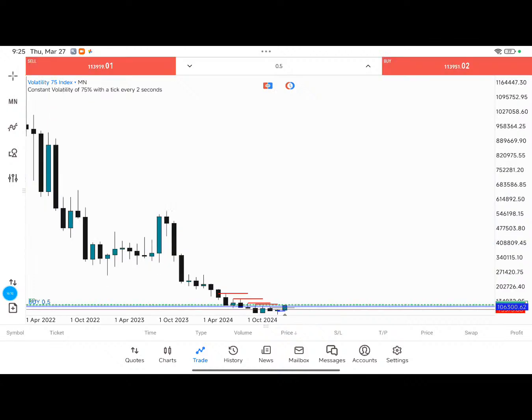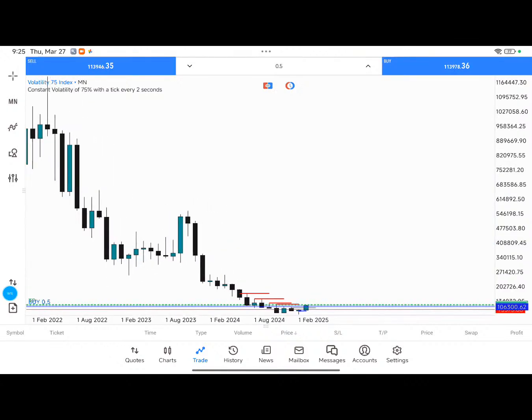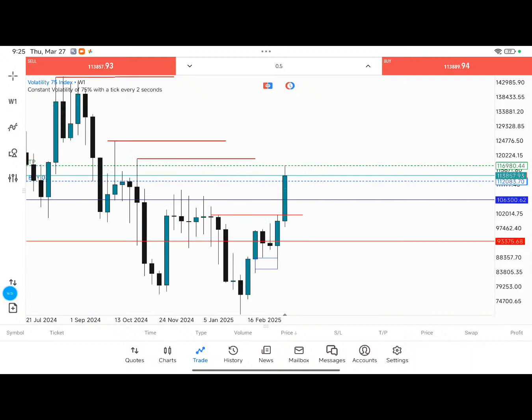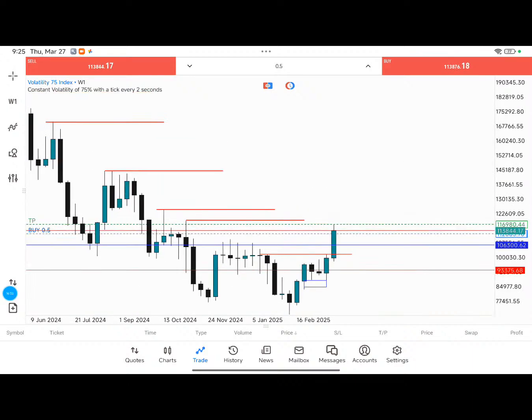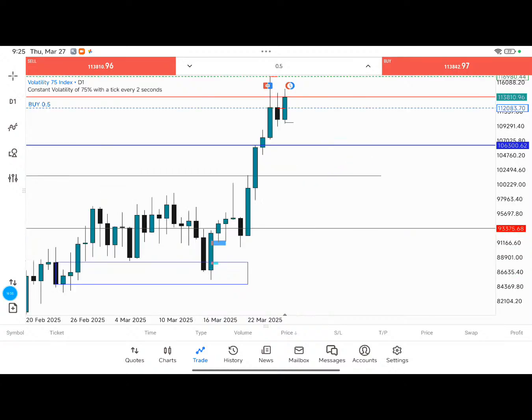Go to the monthly. What are you seeing? All the highs that I've indicated are basically highs of various months. Okay, the various months' highs, and these are an easy draw on liquidity that price can attack. Okay, so that is all that there is with my today's trading.